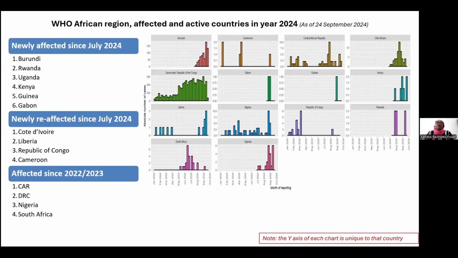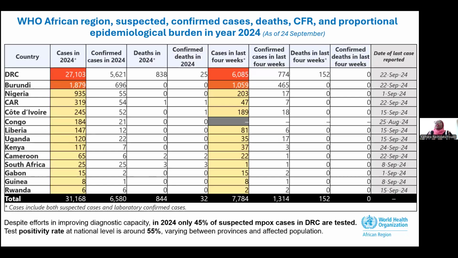But then interesting to note that we have newly affected countries that had their first cases reported in 2024. And these include Burundi, Rwanda, Uganda, Kenya, Guinea, and Gabon. And then we had countries that had reported cases, but then they became re-affected. That is, they declared this Mpox outbreak over, but then they actually started seeing cases again this year. And these are Ivory Coast, Cote d'Ivoire, Liberia, Republic of Congo, and Cameroon. And then for countries that have been reporting throughout the years, from 2022 up to date, we have CAR, Central African Republic, the Democratic Republic of Congo, Nigeria, and South Africa.